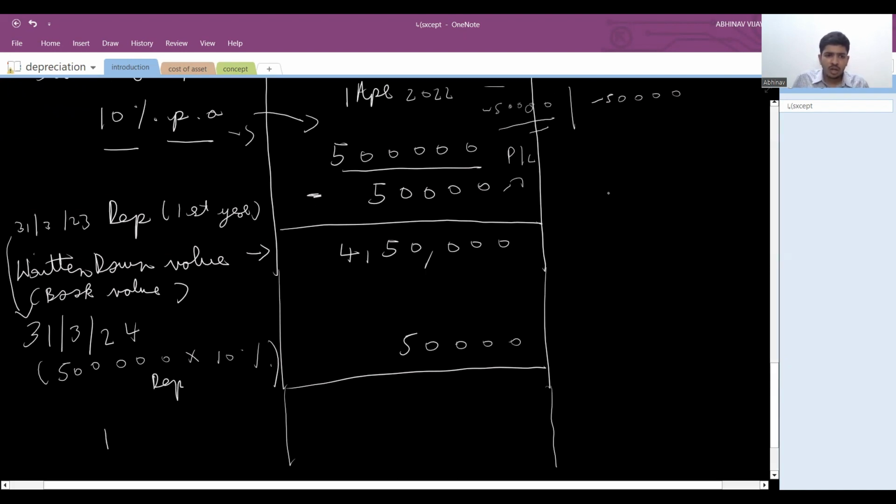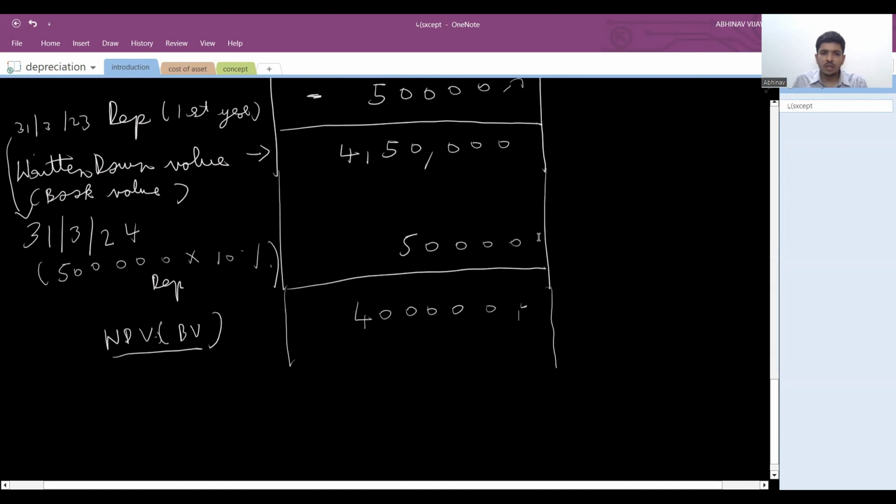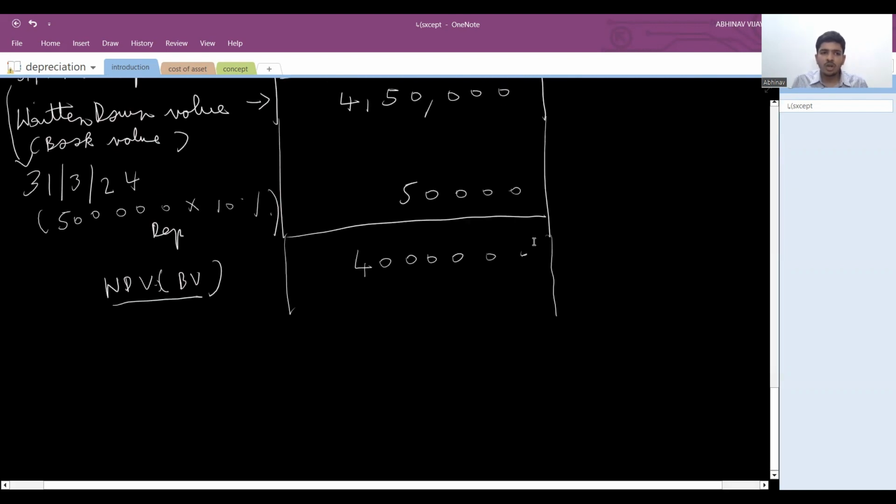Again, now the written down value or book value at the end of year 2. Written down value is another name for book value. It's not the method. It's another name for book value. Now, 4 lakh rupees. Correct. So this is the value of the machinery in the books of account on 31st March 2024.